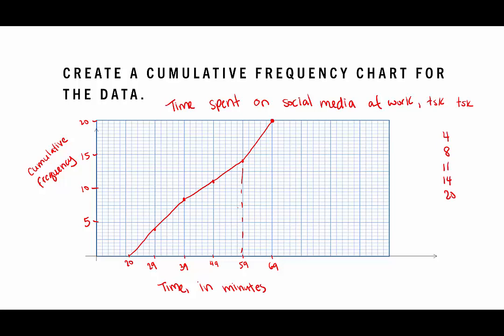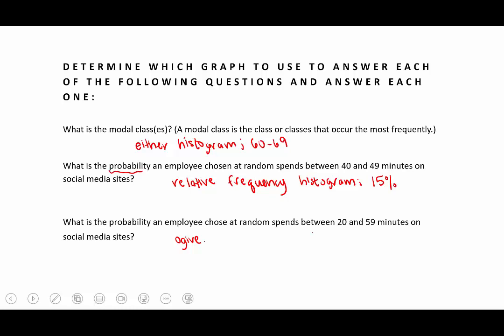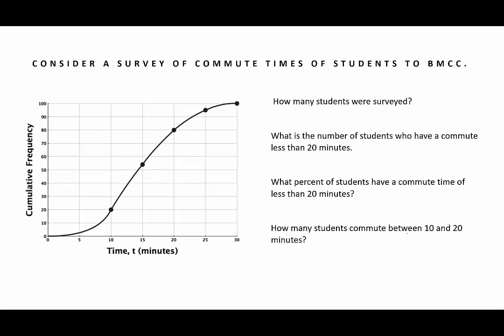So we know that from this point to the left, there's 14 employees. We know there's a total. We can also use the ogive to tell us the total number here, and the total is 20. And we would say 14 out of 20. And if we convert that to a percent, that would be times 5. Times 5, come on brain, there we go, 70%. So there would be a 70% chance that someone chosen at random, an employee chosen at random, spends somewhere between 20 and 59 minutes, just under an hour on social media websites.